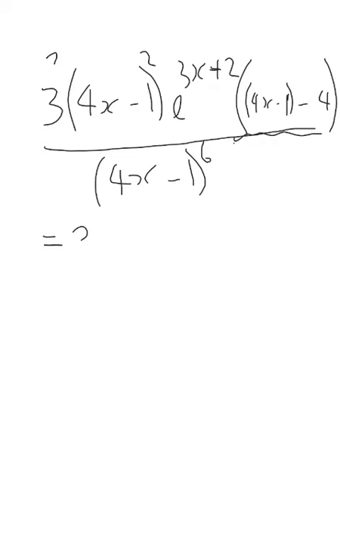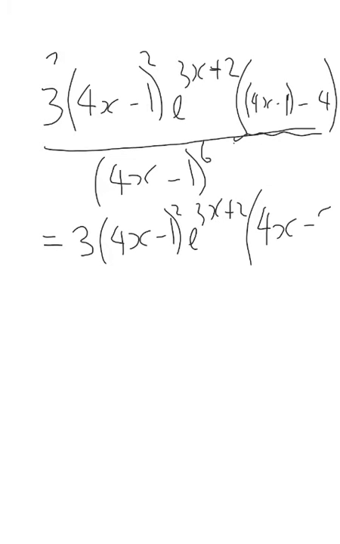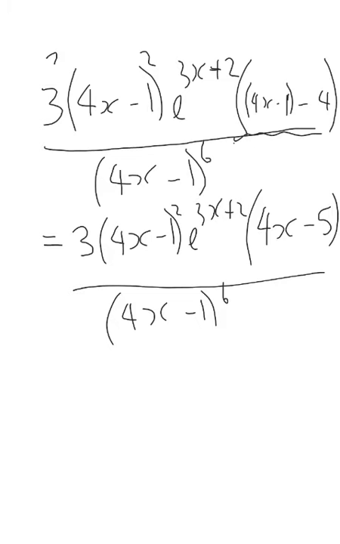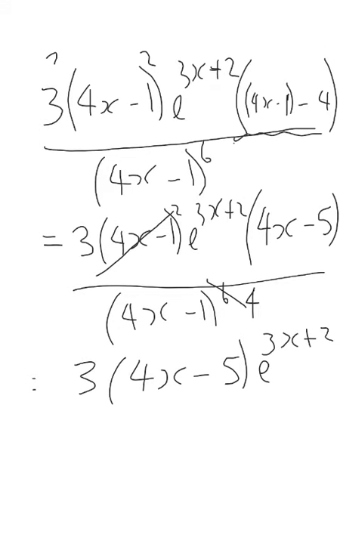And we'll just continue. 3(4x−1)^2 e^(3x+2). Multiply the bracket. 4x−1−4 is 4x−5 there. Divided by (4x−1)^6. So on the numerator now we've got 3 times a bracket squared times e times another bracket. So that means we can cancel (4x−1)^2 from the top and the bottom. So 6 drops to 4, that's rules of indices. Our final answer is 3, we can put the bracket first, (4x−5) e^(3x+2) all upon (4x−1)^4.